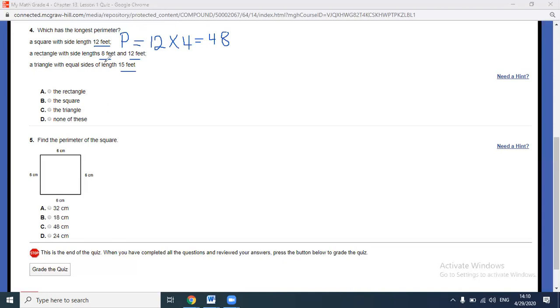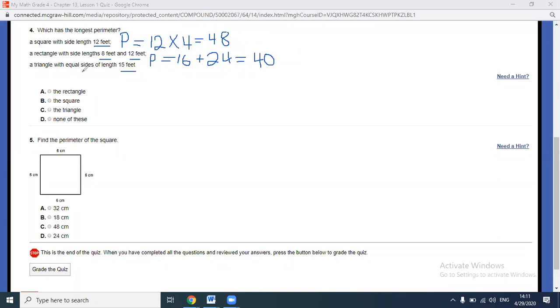What about the rectangle? Okay, the same. I have to find the perimeter of a rectangle, which is twice the length plus twice the width. Multiply 8 times by 2, it will be 16, plus 12 times by 2, it will be 24. So now I can add 24 plus 16. Find the sum. It will be 40. So the perimeter of a rectangle is 40 feet.